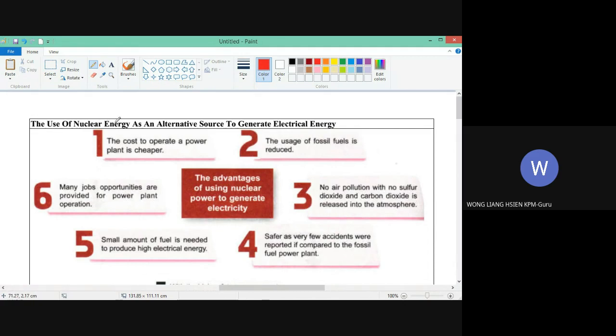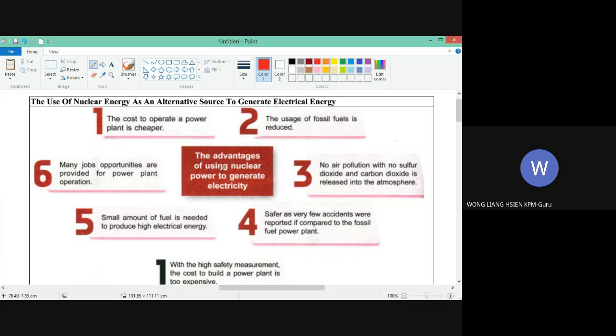Okay, so the use of nuclear energy as an alternative source to generate electrical energy. The advantages of using nuclear power to generate electricity: the cost to operate a power plant is cheaper. The usage of fossil fuel is reduced. No air pollution, with no sulfur dioxide and carbon dioxide released into the atmosphere. Safer, as very few accidents were reported compared to fossil fuel power plants. A small amount of fuel is needed to produce high electrical energy. Many job opportunities are provided for power plant operation. Okay, so these are the advantages of using nuclear power.